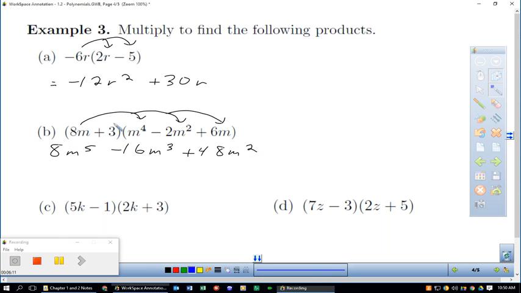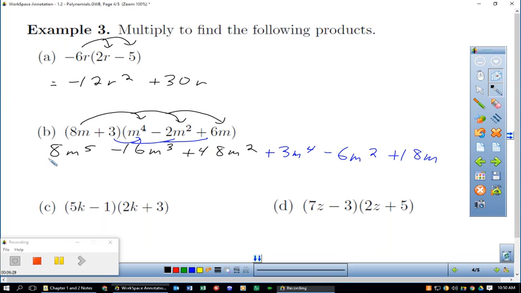And then we're going to take the 3. Okay, 3 times m to the 4th is plus 3m to the 4th minus 6m squared plus 18m. Okay, now it's customary to put the highest exponent first. When we put these together, we want to start with the highest exponent.